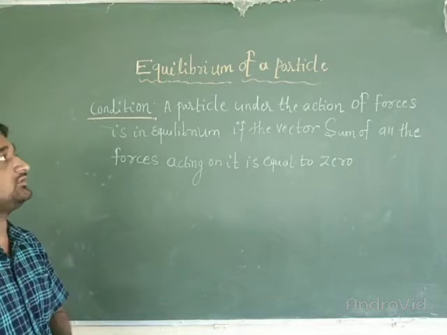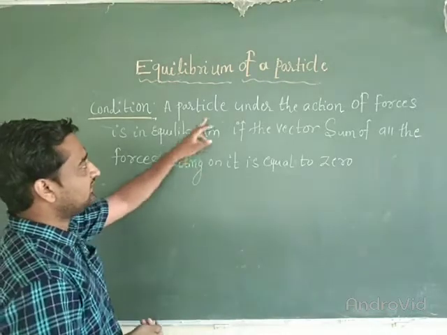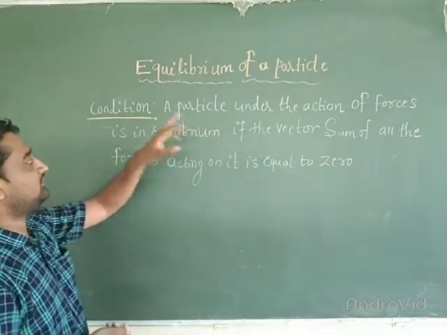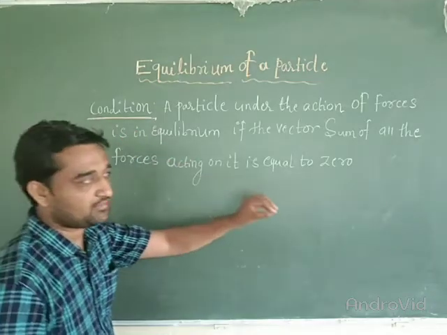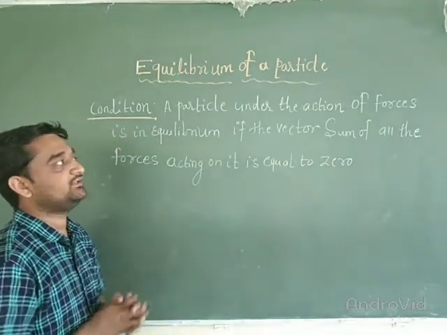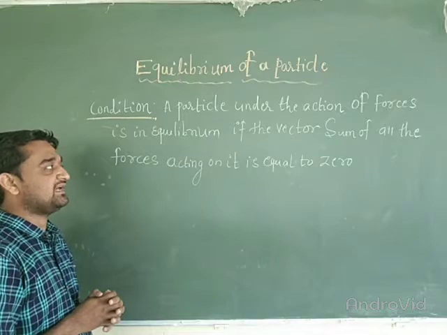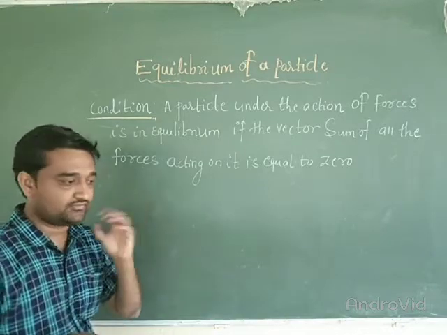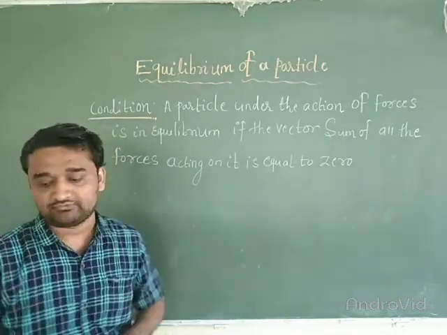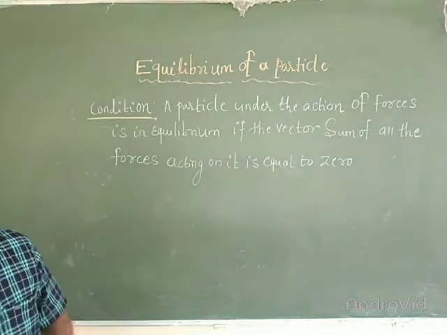That is the condition for the equilibrium of a particle. A particle under the action of forces is said to be in the state of equilibrium if the vector sum of all the forces acting on it is equal to 0. For example, the condition for the equilibrium of two forces.